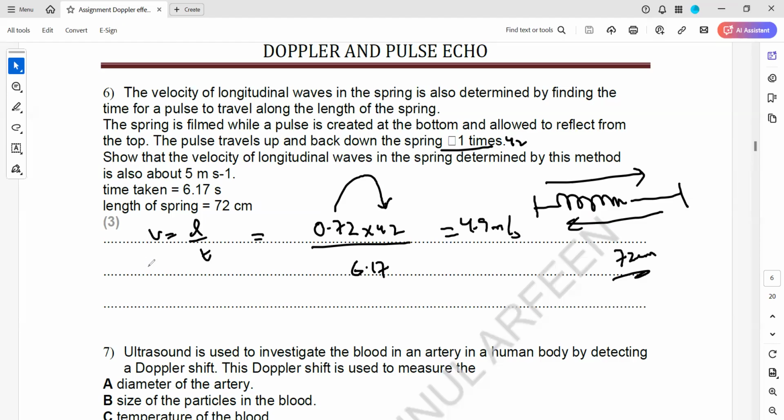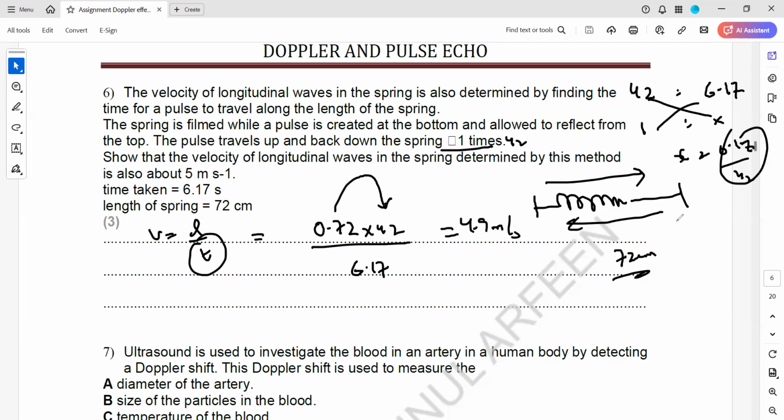Another way of doing the question is you find the time for each pulse. 42 times it is going for 6.17 seconds. So for one, it will be x. Just cross multiply. So x will be 6.17 divided by 42. That will give us the time for one pulse. And then the distance divided by time, you will get the speed.